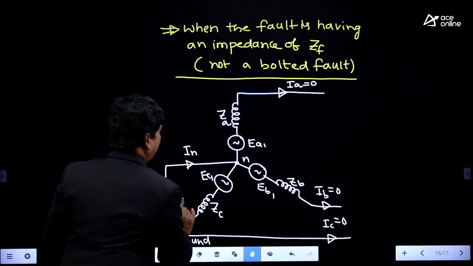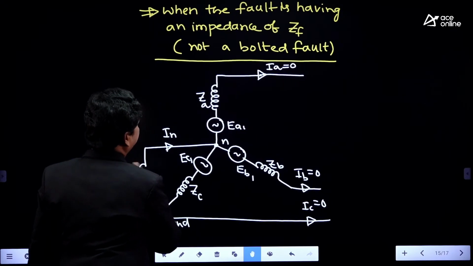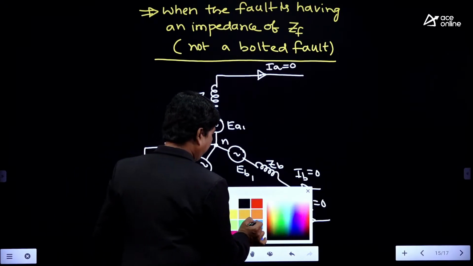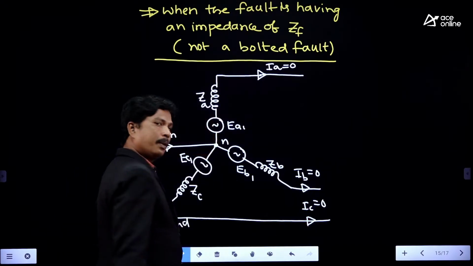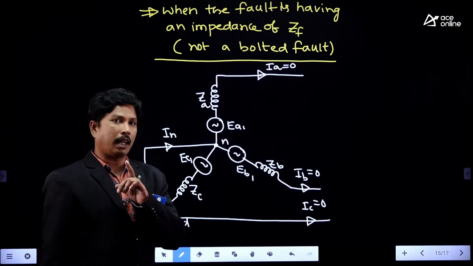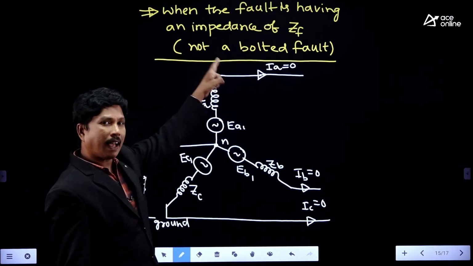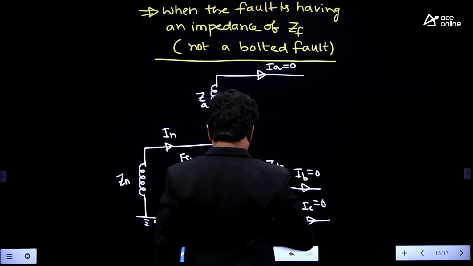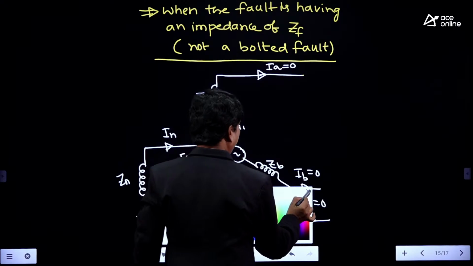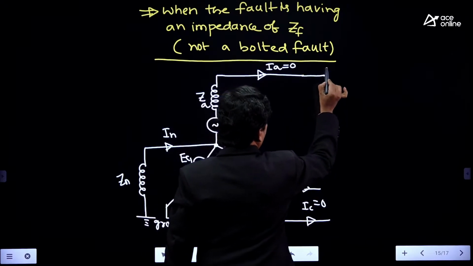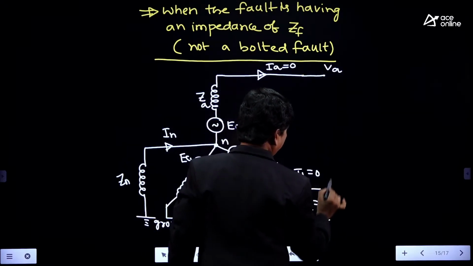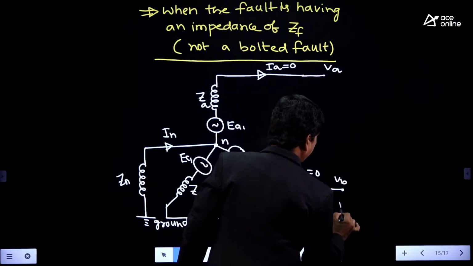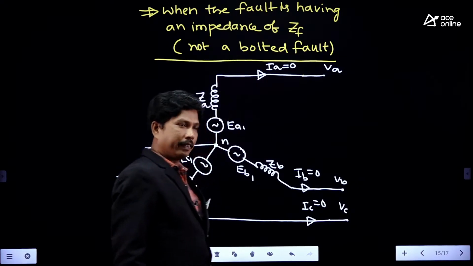Now check here. On this system, we got a fault. What is that fault? That fault is an unbolted fault, which means that it has some fault impedance ZF. Therefore, this is phase A where the voltage is VA, and this is phase B where the voltage is VB, and this is phase C where the voltage is VC.